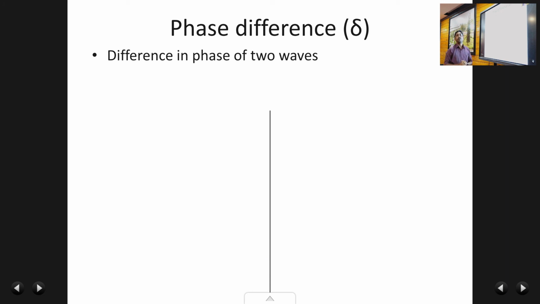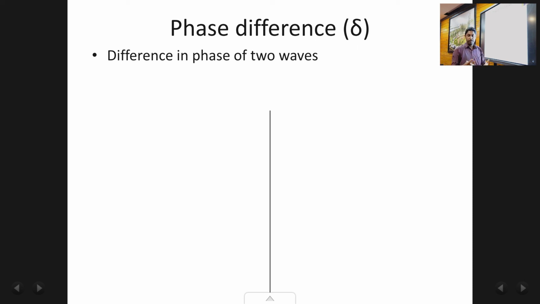let's now move on to an important concept about phase difference. So what is phase difference? It is simple. It is just like we studied about path difference. Phase difference is defined as the difference in the phases of two waves. Path difference is the difference in the paths of two rays of light. Phase difference is the difference in the phase of two waves.